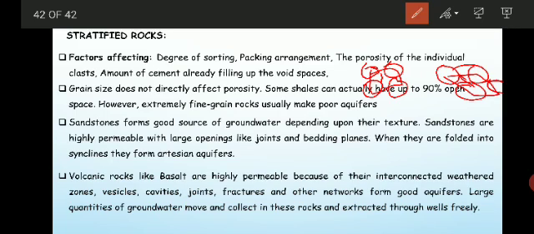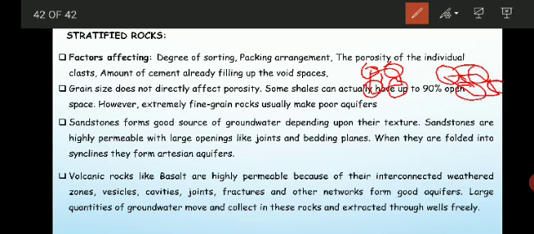Then the grain size, or the size of the grains, does not directly affect the porosity. But shale is a sedimentary rock made up of fine grained clay size material. So they can actually have porosity up to 90% open spaces. However, extremely fine grained rocks usually make poor aquifers. So if the grain size is very fine like clay, the permeability will be very less.